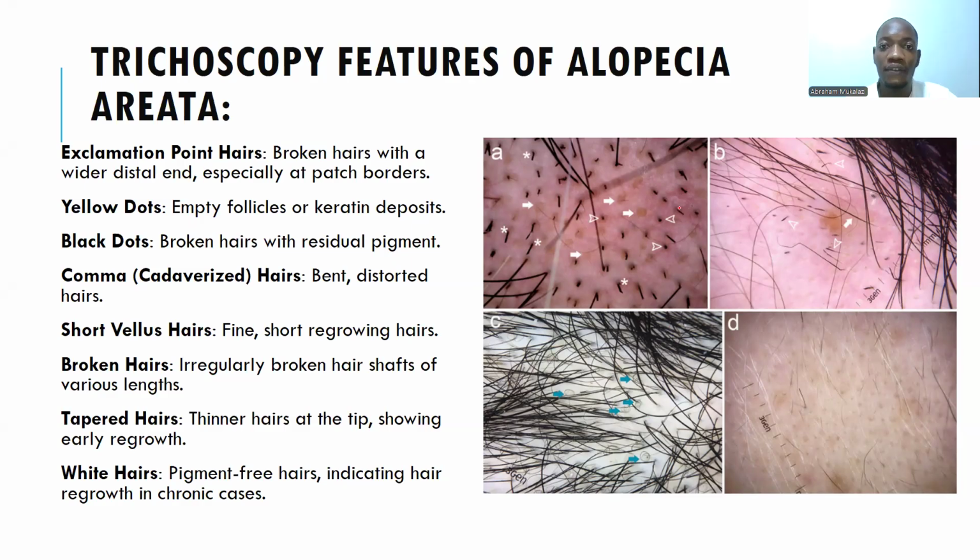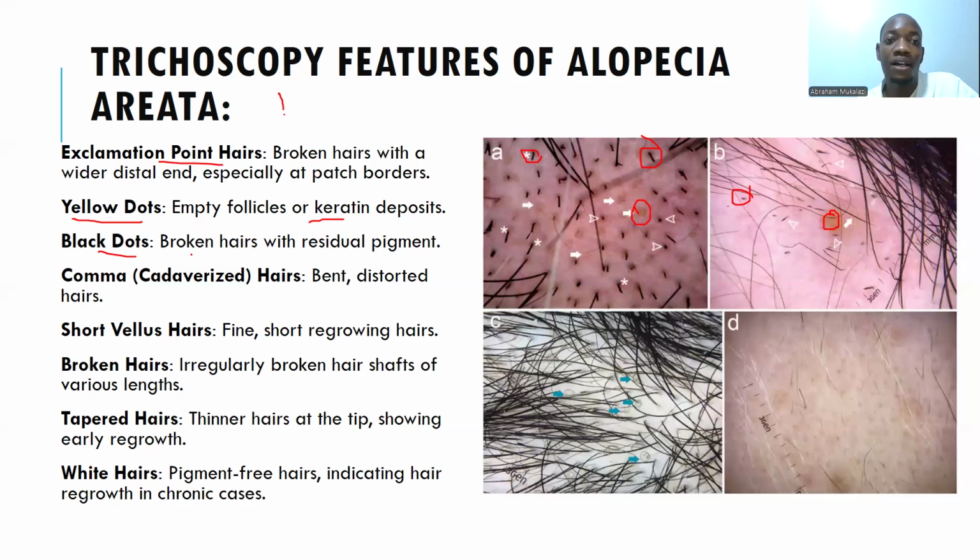One of the key features of trichoscopy in alopecia areata is what we call the exclamation point hairs, or exclamation mark hairs. You know, an exclamation mark looks like this. That one I've drawn, and you see these hairs especially at the periphery of the lesion. So this is how they will look. You see that, all those are exclamation mark hairs. Then you can see yellow dots, and these are empty follicles or keratin deposits. For example, the one you see here, that's a yellow dot, and even here, that's a yellow dot, and it is just an empty hair follicle.